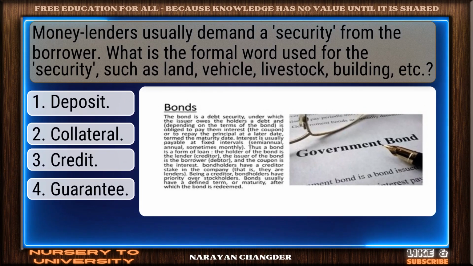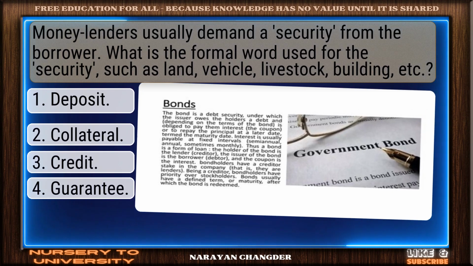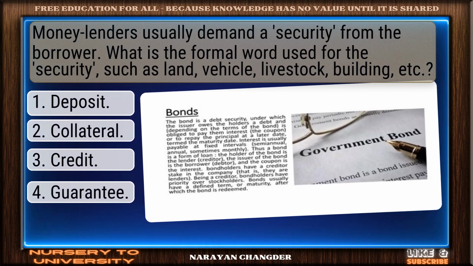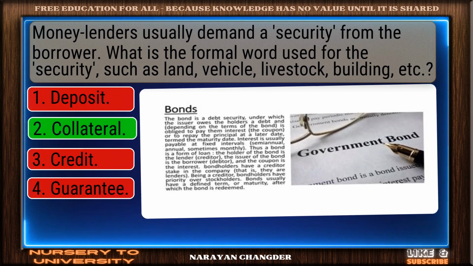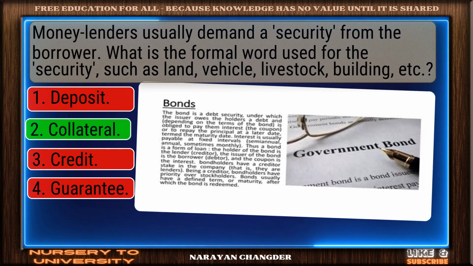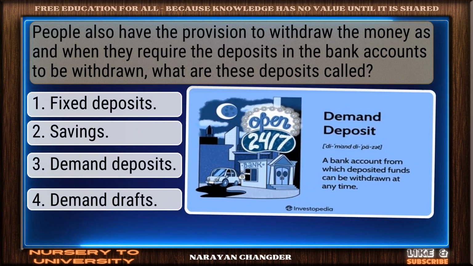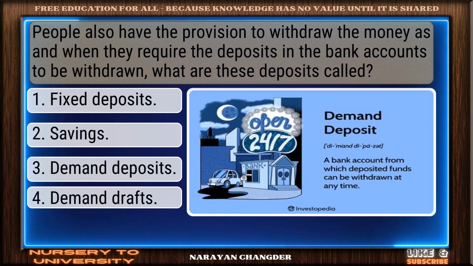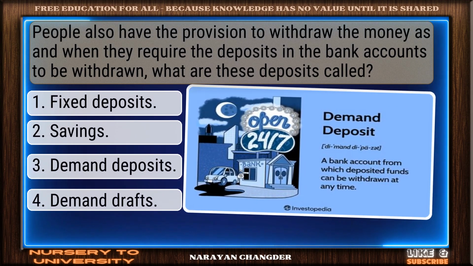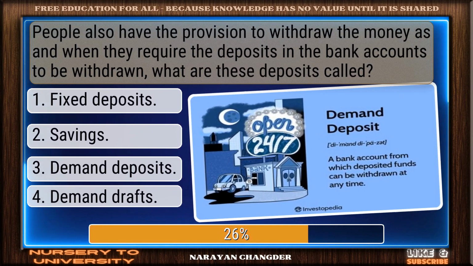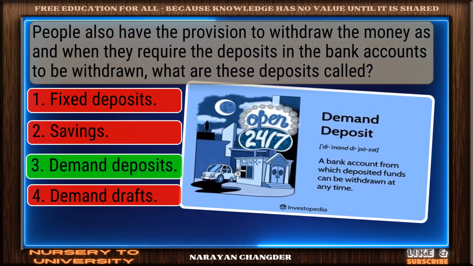Moneylenders usually demand a security from the borrower. What is the formal word used for the security, such as land, vehicle, livestock, building, etc.? Correct response. Collateral is accurate. People also have the provision to withdraw the money as and when they require from the deposits in the bank accounts. What are these deposits called? Good thinking. Demand deposits is right.